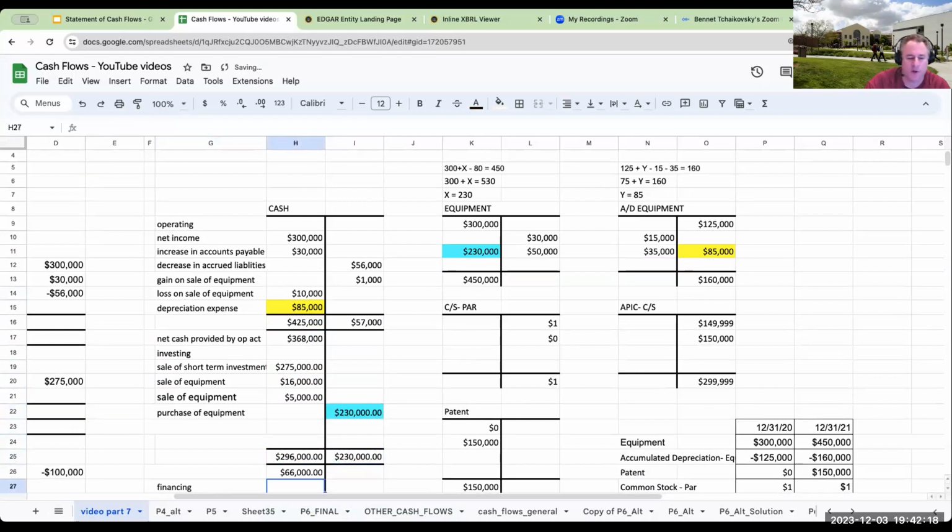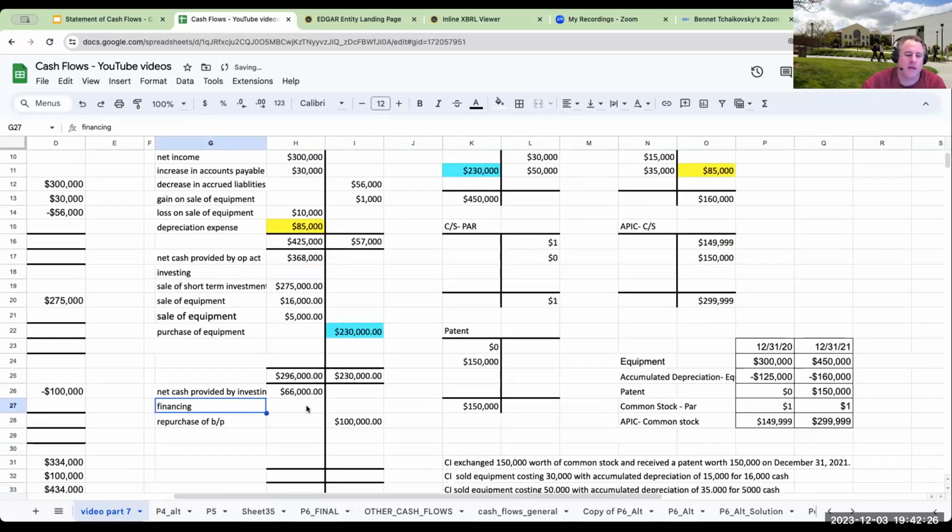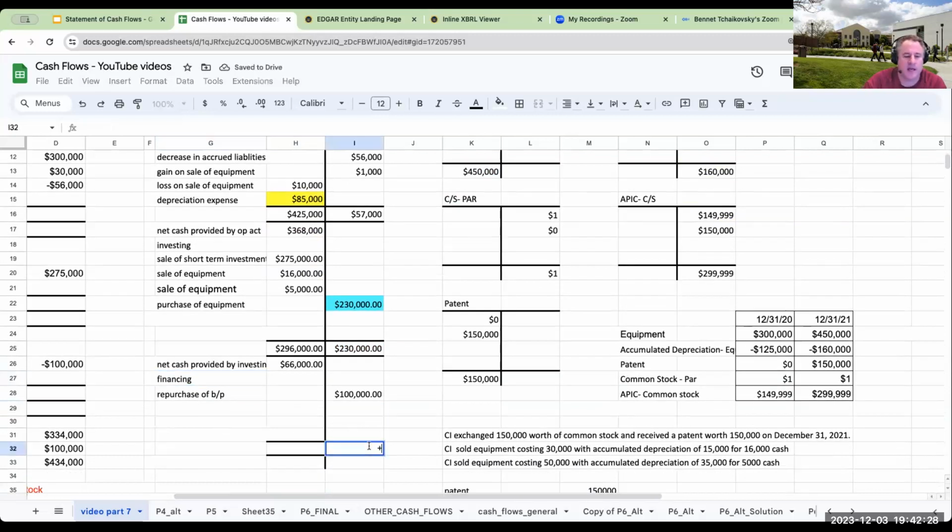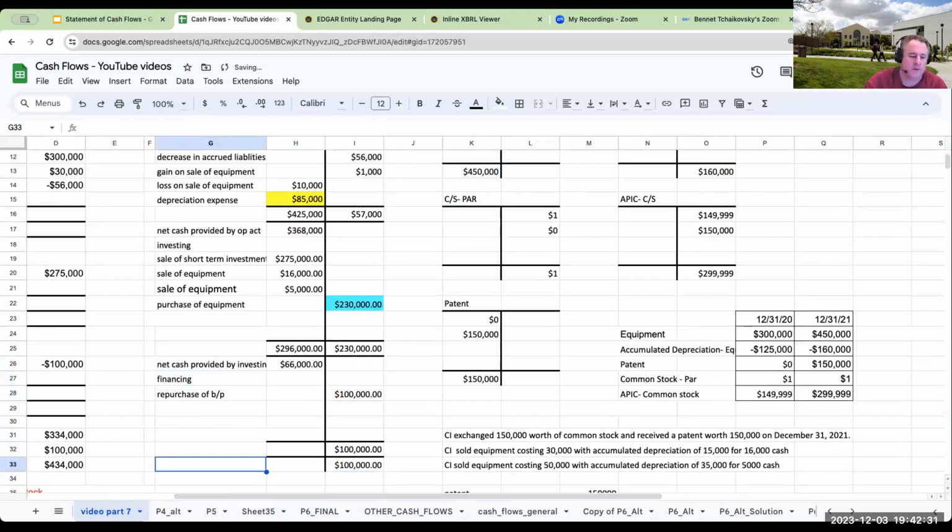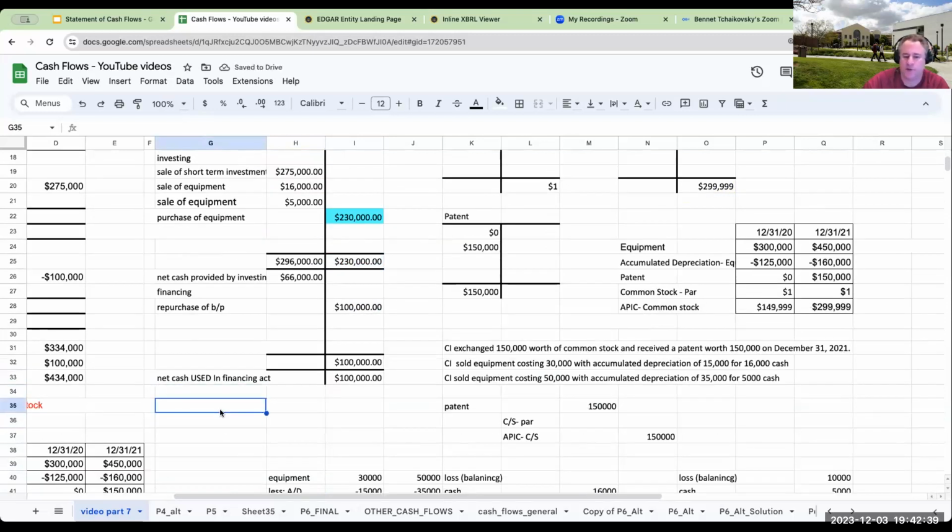I subtract the smaller from the larger balance. This is going to be net cash provided by investing. Come down over here to financing. I just had the 100,000. This is going to be net cash used in financing activities.